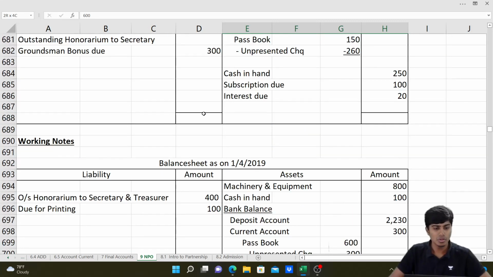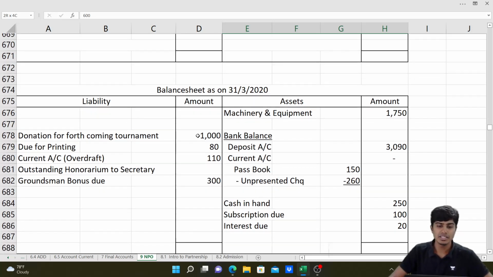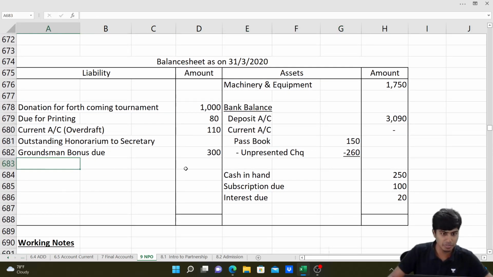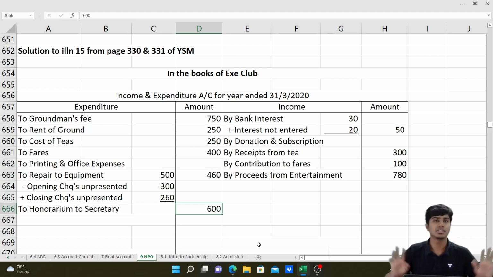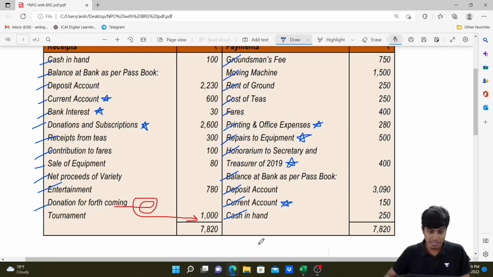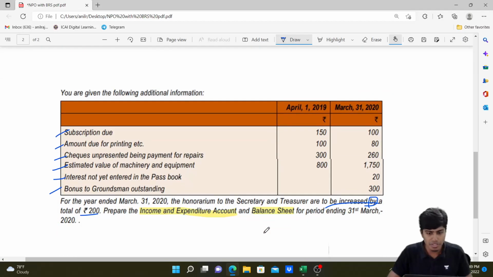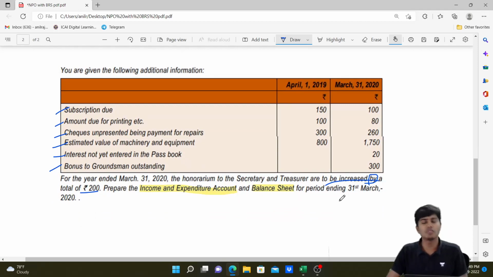Let's go to our closing balance sheet. This is the balance sheet as on 31st of March 2020. Here I would write outstanding honorarium to secretary 600, and in my income and expenditure, on the expenses, I will write honorarium to secretary 600. By this we are done with all the adjustments of this question.